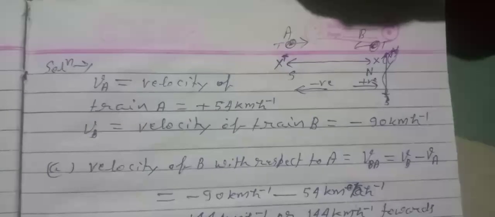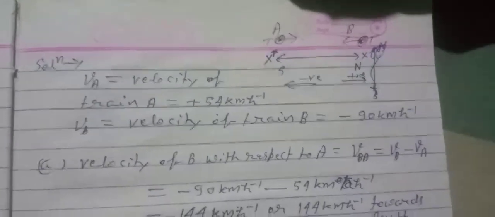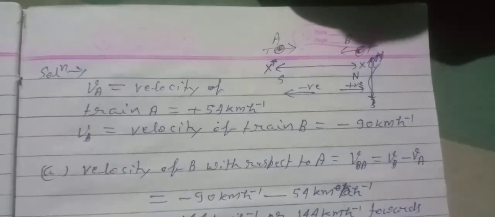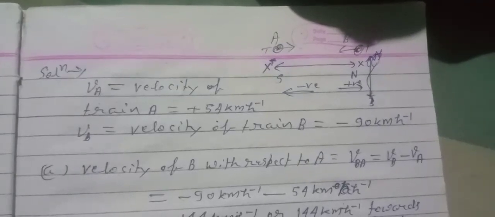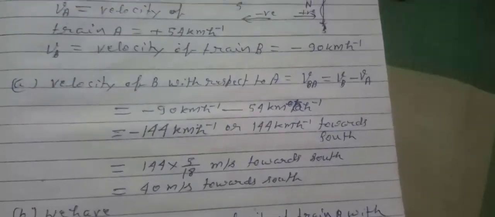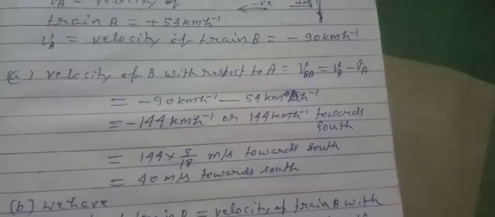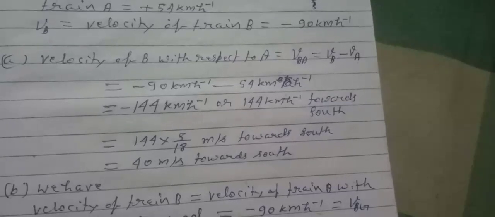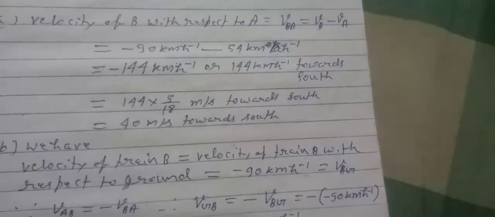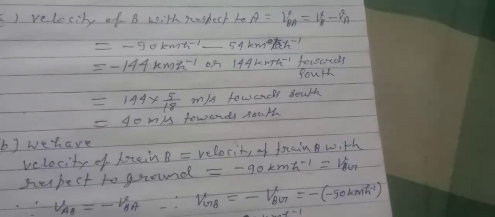Solution. Here, VA represents the velocity of train A equals plus 54 km per hour. VB equals the velocity of train B, minus 90 km per hour, as shown in the figure, because VA is in the positive direction and VB is in the negative direction. So in A, velocity of B with respect to A, VBA equals VB minus VA equals minus 90 km per hour minus 54 km per hour equals minus 144 km per hour, or 144 km per hour towards south.